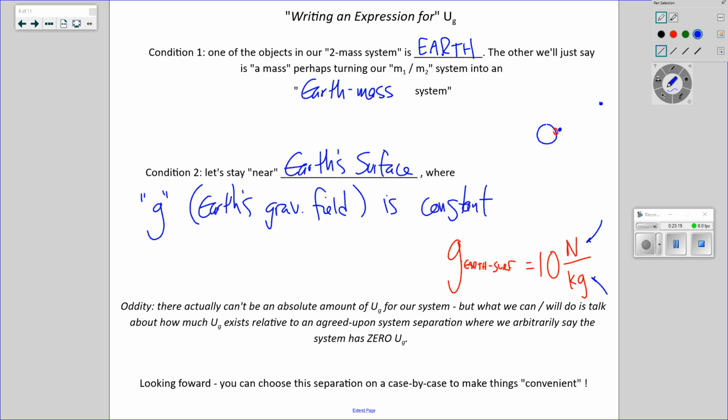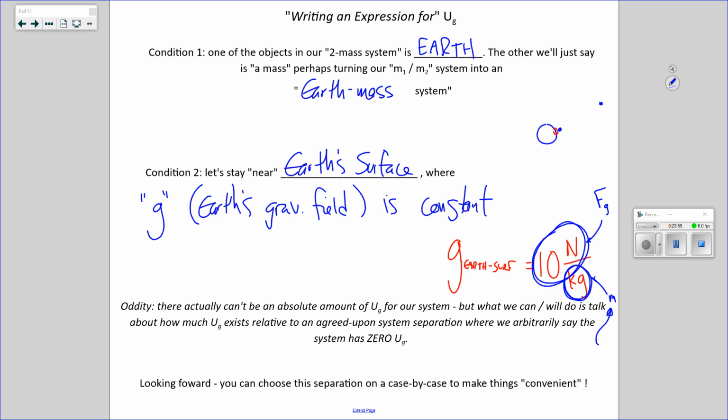Gravitational field strength is a measure of the force exerted per unit mass that's placed in the field. So near Earth's surface, for every kilogram of mass that you put in the field, a force of roughly 10 newtons is exerted on it by Earth's gravitational field. You take a 2 kilogram object, there's 20 newtons of force on it. You take a 6 kilogram object, there's 60 newtons of force exerted on it.